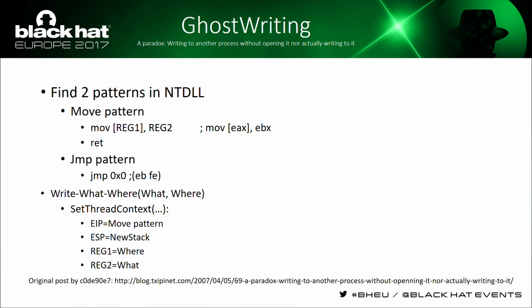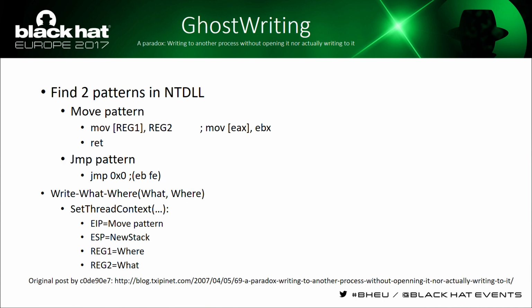The way ghostwriting works is by finding two patterns in NTDLL. The first pattern we'll call the move pattern, and the second pattern we'll call the jump pattern. What we're going to do is use these two patterns to achieve what we call write what where, which is the ability to write whatever data we want into whichever address we want in the target process's address space.